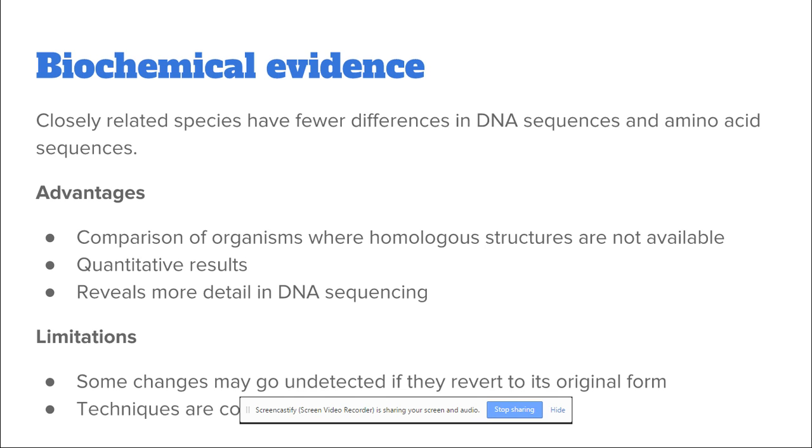An advantage of using these technologies is that we can compare organisms where homologous structures are not available. We're provided with quantitative results, so computers do most of the work and provide biologists with a number, which takes out human error and gives us real numbers that we can work with. And we can reveal more detail in DNA sequencing.